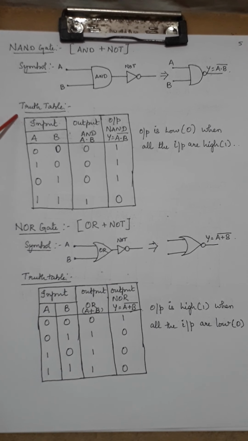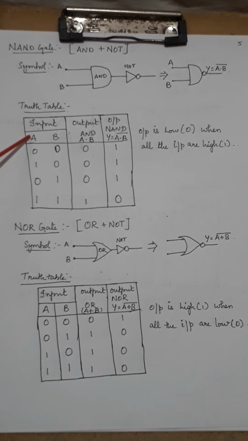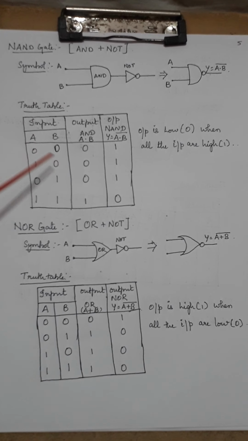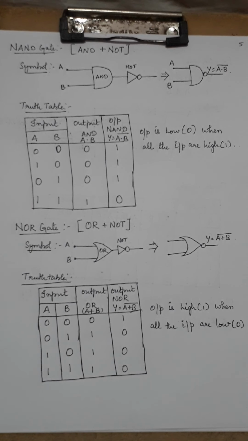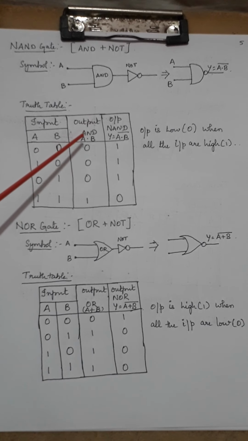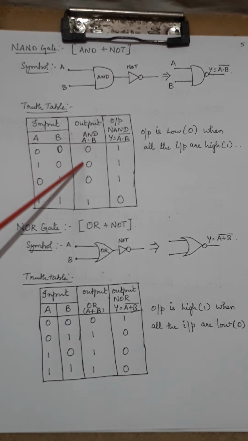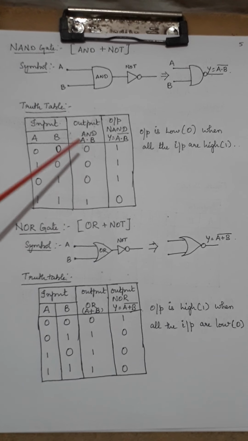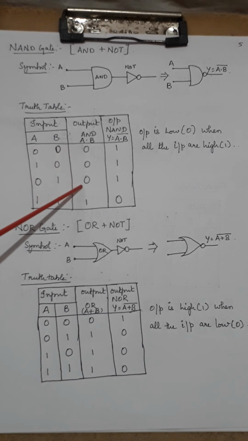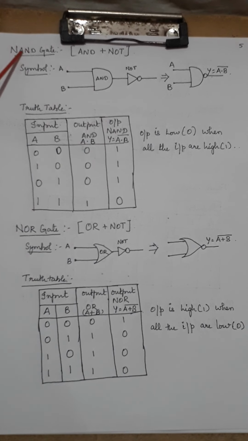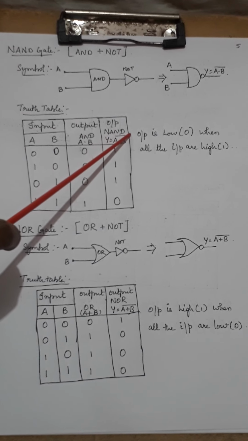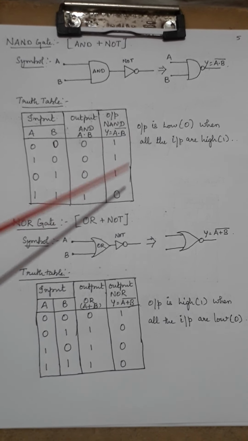So now moving on to the truth table. Always you have two inputs A and B, where the possibilities are 0 0, 1 0, 0 1, 1 1. So what happens here is, first you will have an AND output, and then it is complemented. So here it's all the output of AND, where you will have high only when both are high. But my NAND gate output is the complement of this. So here all you have are 1 and 0.